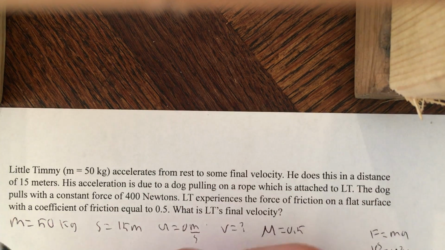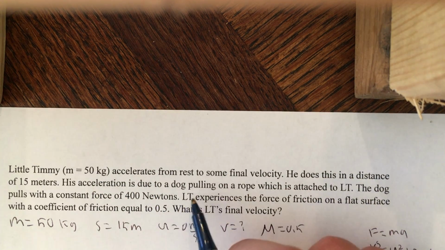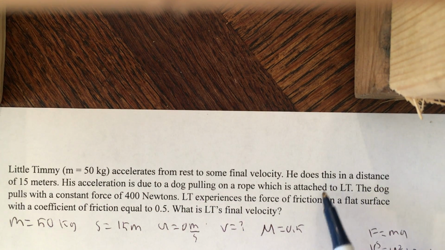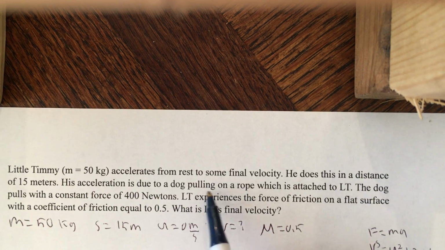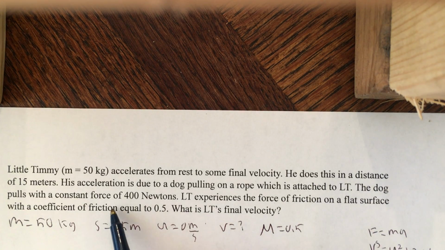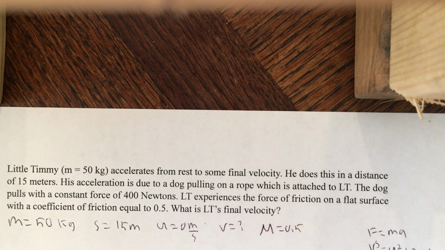Okay, so here's the problem. Little Timmy, with a mass of 50 kilograms, accelerates from rest to some final velocity. He does this in a distance of 15 meters. His acceleration is due to a dog pulling on a rope, which is attached to LT. The dog pulls with a constant force of 400 newtons. LT experiences the force of friction on a flat surface with a coefficient of friction equal to 0.5. What is LT's final velocity?